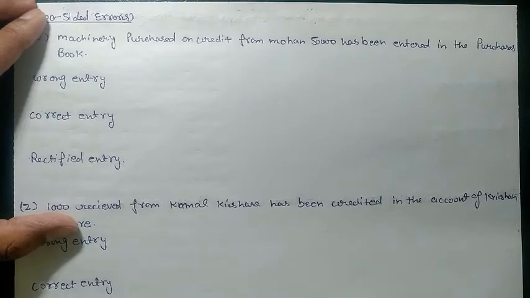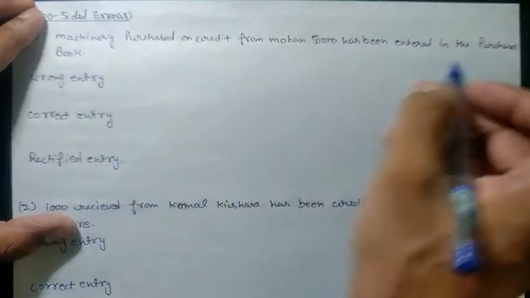And in this question they have not discussed the type of business of the owner. If the business owner is in the business of selling and purchasing machinery, then it is okay. But because they have not mentioned anything about the business of the owner, we will take machinery as an asset for that owner. So first we will post the wrong entry, then the correct entry, and then we will rectify the entry.